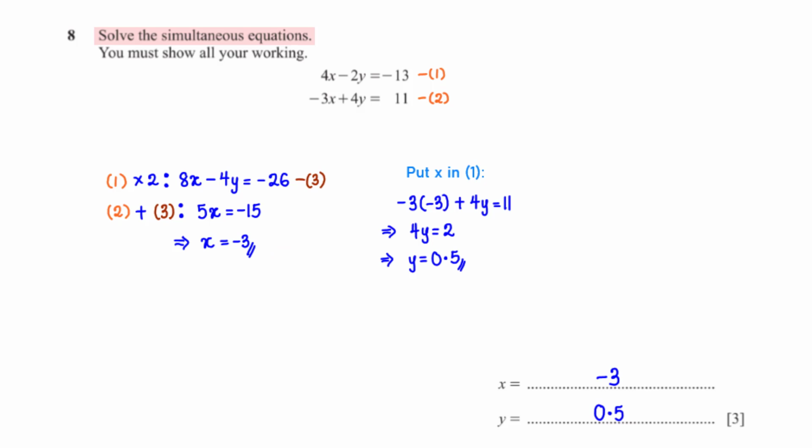To get the value of y, we can plug in the value of x in any of the equations. If we pick equation 1, this is what we have. When we group like terms and divide through the equation by 4, we get y equals 0.5.